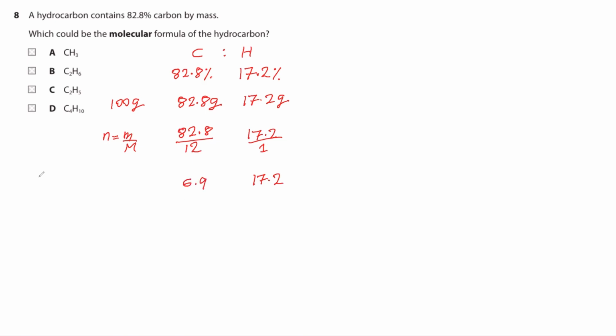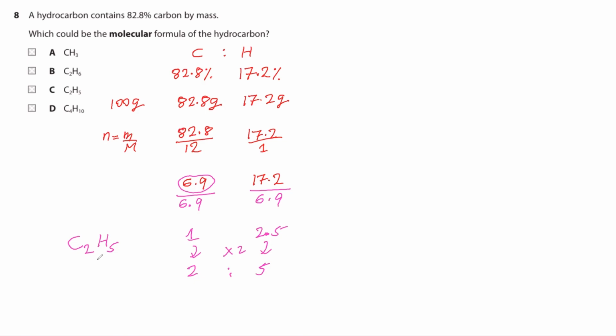To get the simplest ratio, out of these two mole values, we take the smallest number, which is 6.9. We divide both sides by the smallest number. 6.9 divided by 6.9 is 1. 17.2 divided by 6.9 is 2.5. So 1 to 2.5. To get a whole number ratio, you can multiply both sides by 2. So it will be simply 2:5. So the empirical formula of this hydrocarbon is C2H5.